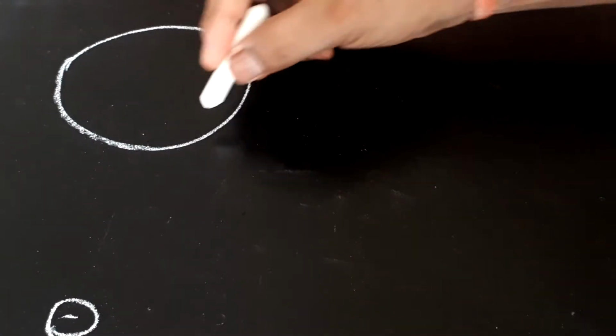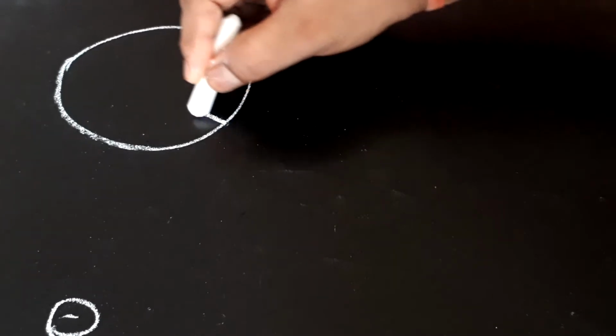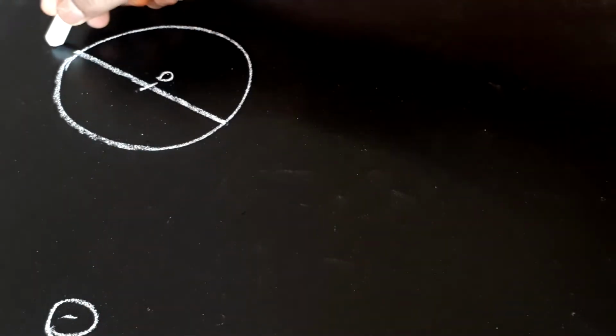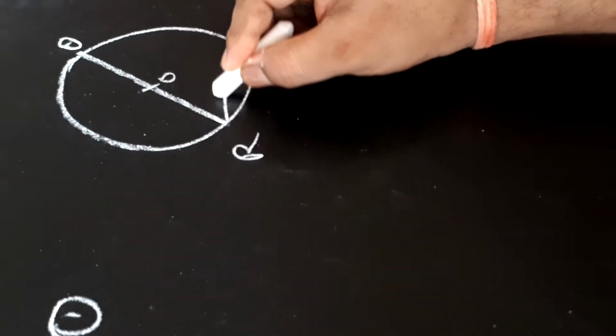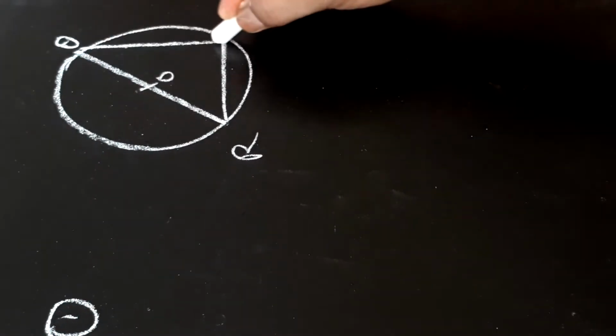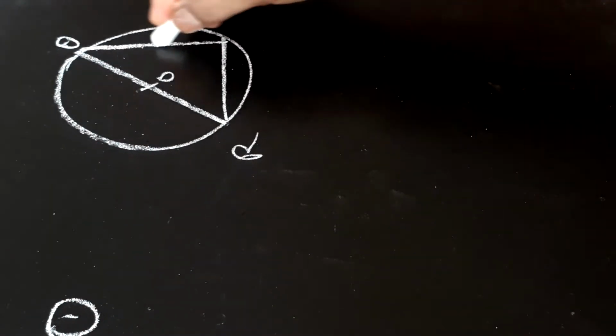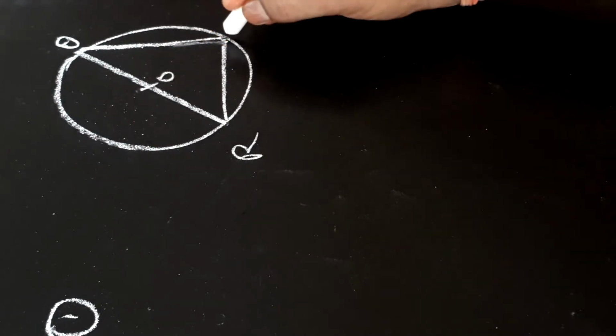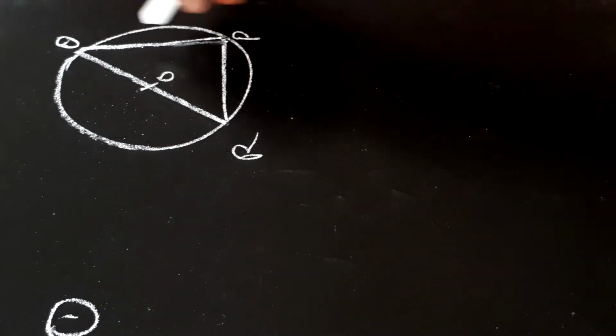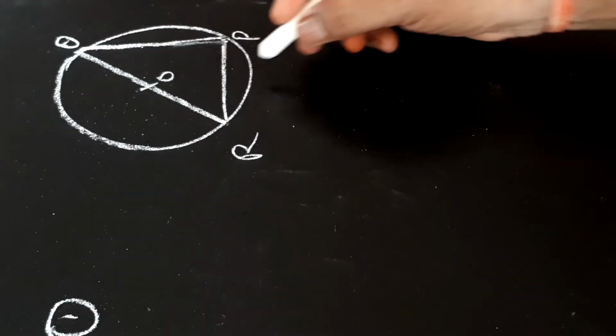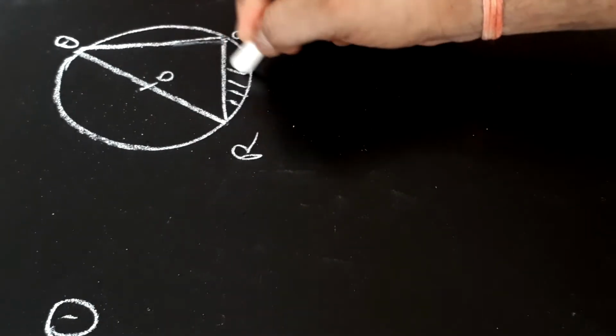Now I am going to solve some questions from areas related to circles. Our first question is, this is a circle. We have diameter QR. This is point P on the semicircle. We have to find the area of this shaded region.